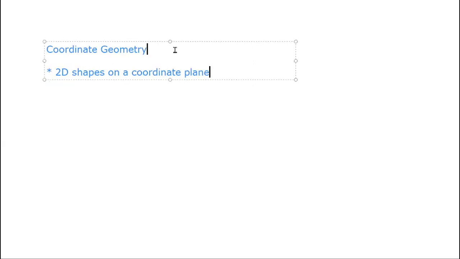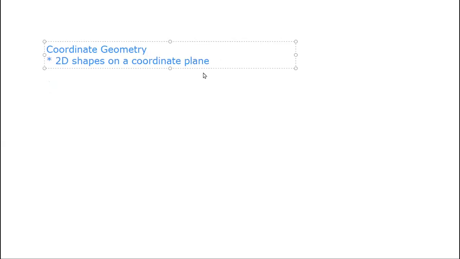So basically in coordinate geometry, we've got those two-dimensional shapes on a graph, on a coordinate plane. This is to get us ready for transformations, reflections, dilations, and that kind of stuff. So that's why we did this lesson after circles. In coordinate geometry, we are going to be classifying quadrilaterals, and not just quadrilaterals, even triangles, by their characteristics.